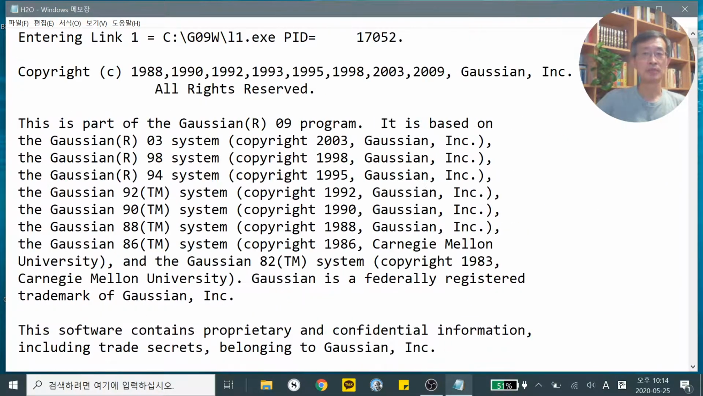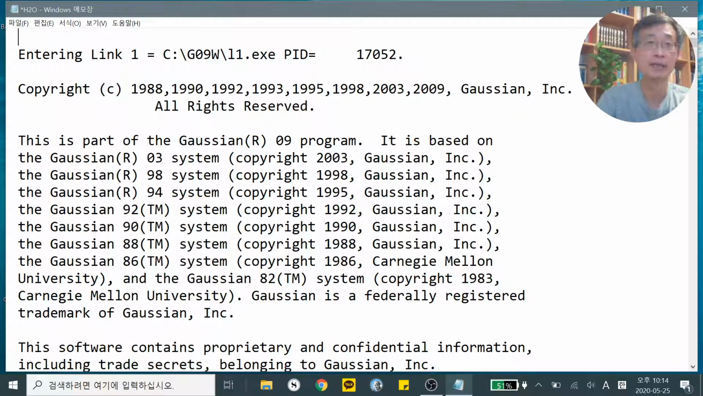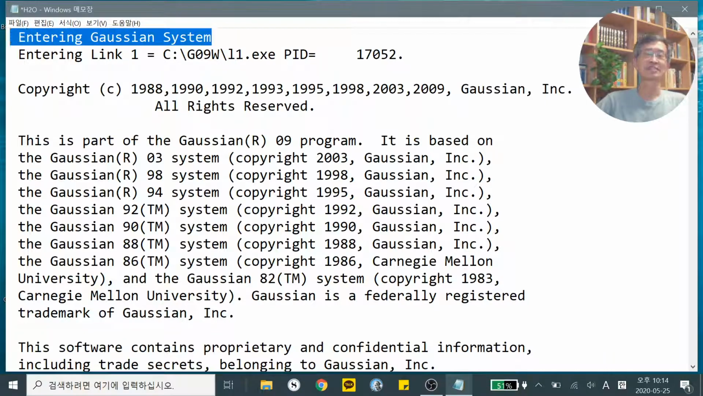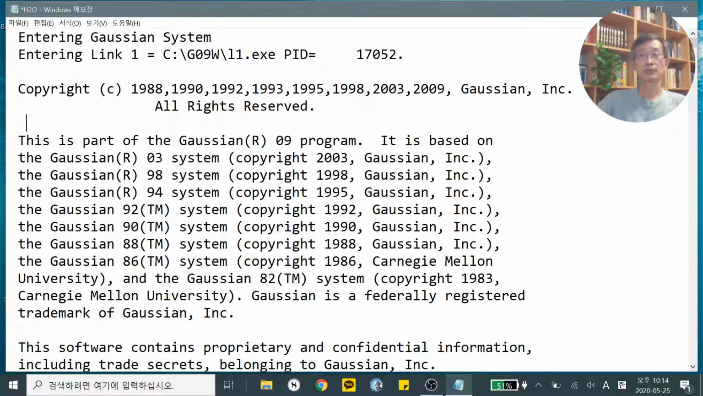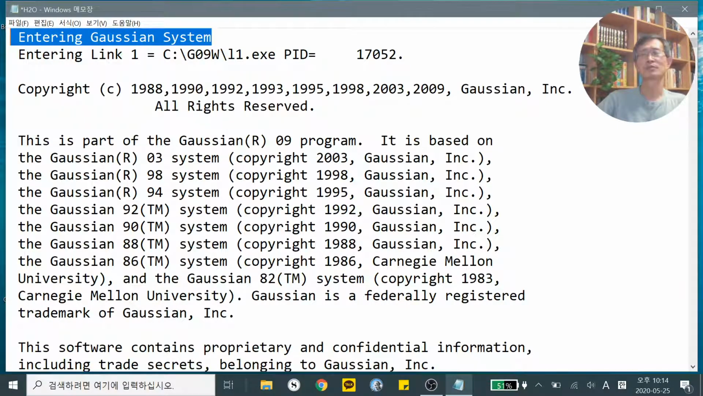But let me just give you a note here. First line, add a kind of magical one line, which is the entering Gaussian system. Just one line there. The reason for this line is very funny. Actually, it has nothing to do with your Gaussian run, but the Molden program, I'll explain later, requires this line. If you don't have this line here, it will just not process the output file.